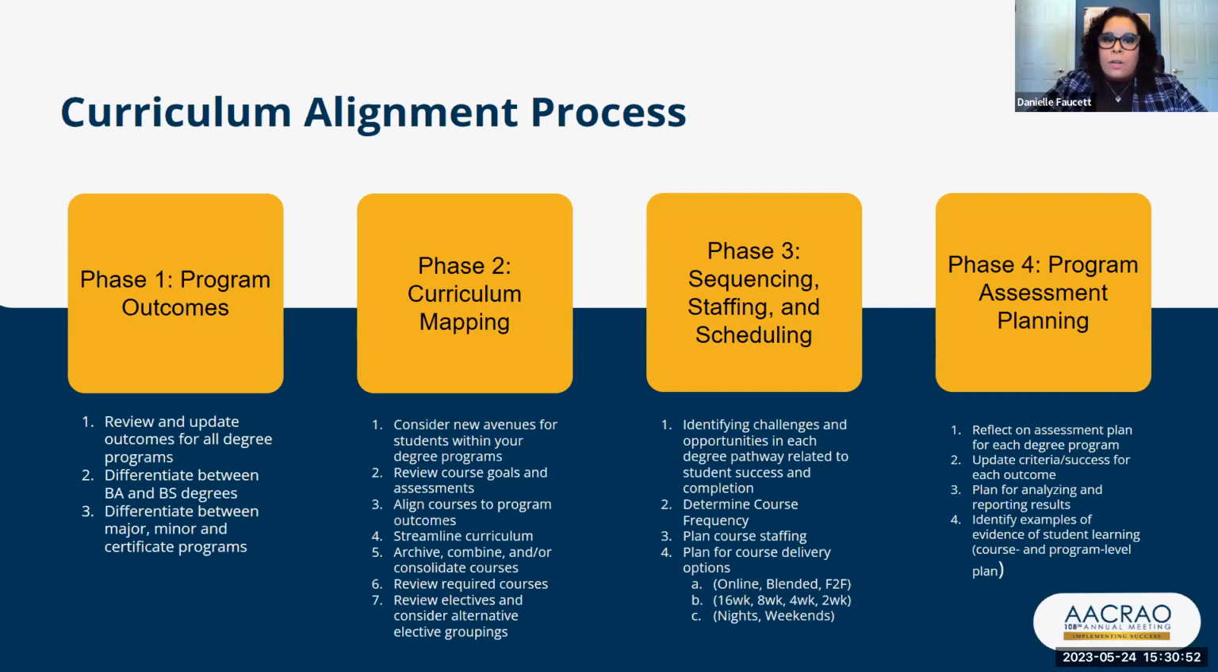Phase 4 is where we plan for assessment. So we reflect on the assessment plan for each degree program, update criteria and success for each outcome, plan for analyzing and reporting the results, and then identify examples of evidence of student learning.